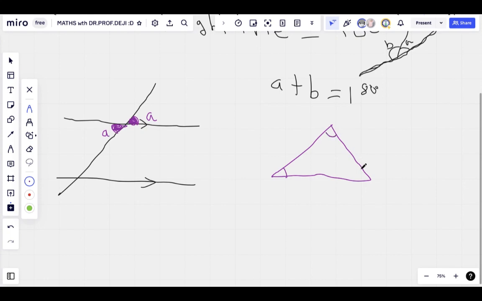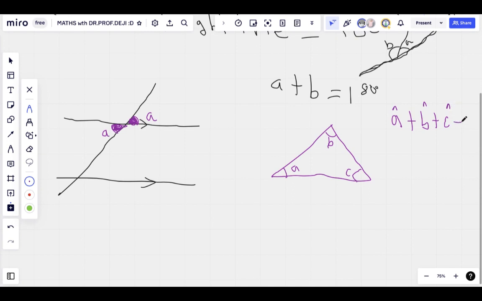All the angles in a triangle add up to 180 degrees. Meaning if I call this angle A, this angle B, and this angle C, then angle A plus angle B plus angle C is equal to 180 degrees. You can write the angle on top of the letter as well.